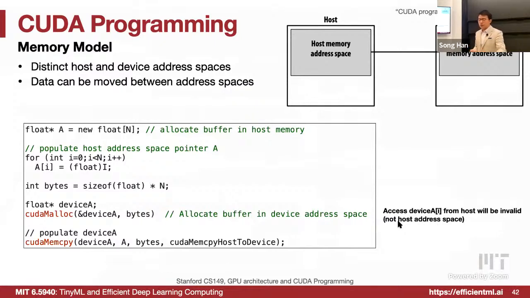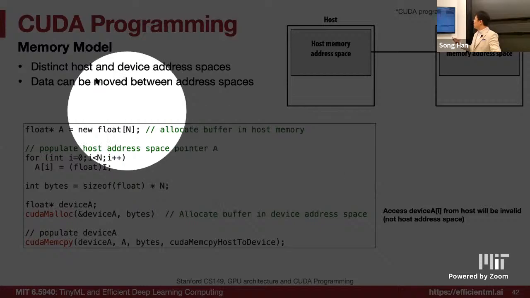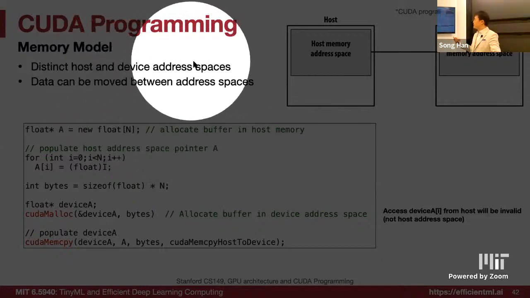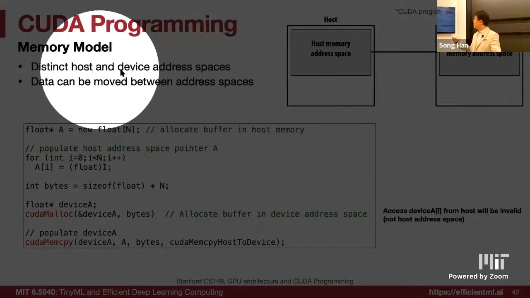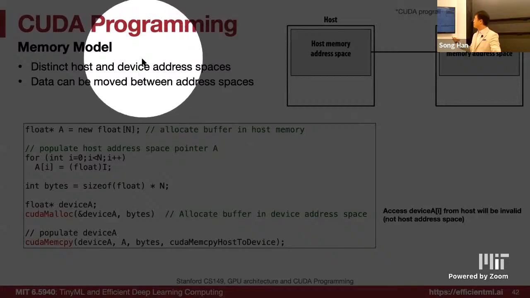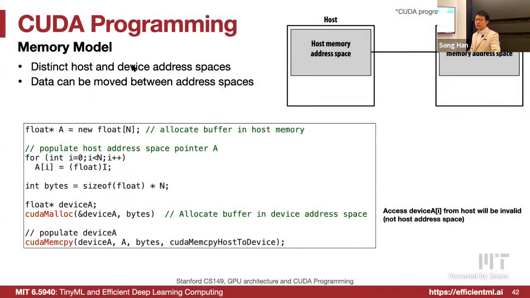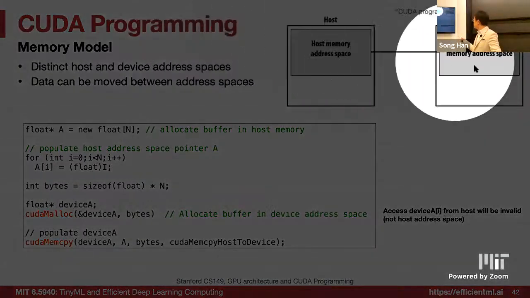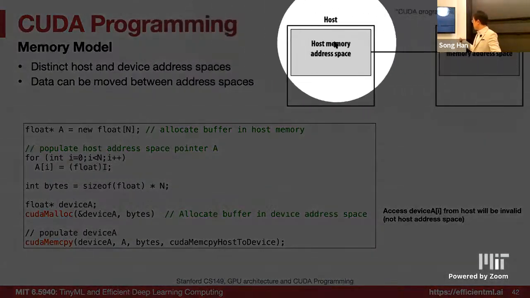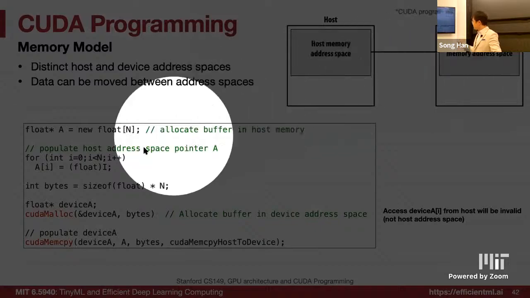So the memory model is quite important, since compute is cheap and memory is expensive. Let's look at the memory model for GPU programming. We have distinct host and device address spaces. Host means on the CPU, device means on the GPU. They have different address spaces, so data can be moved between the host and the device.